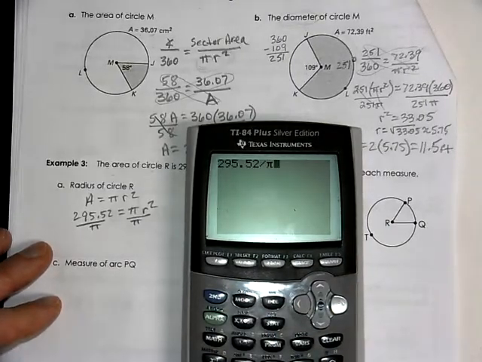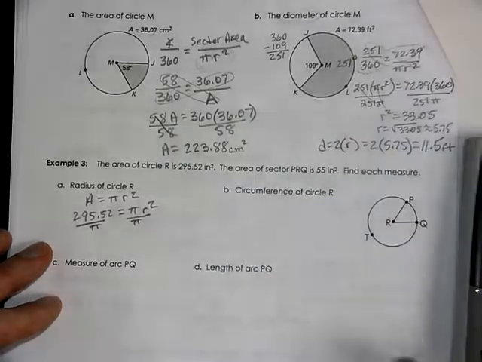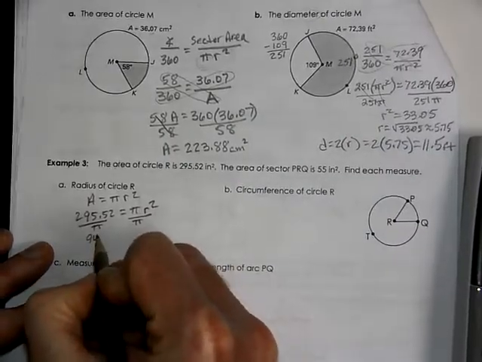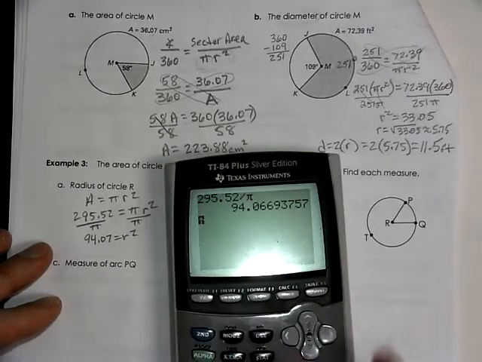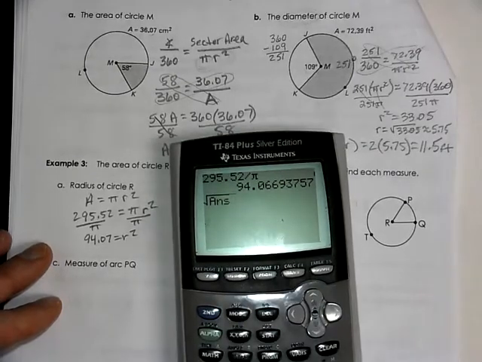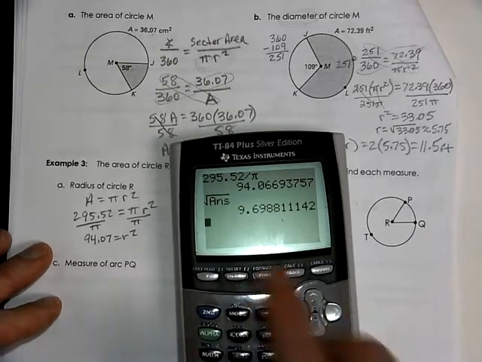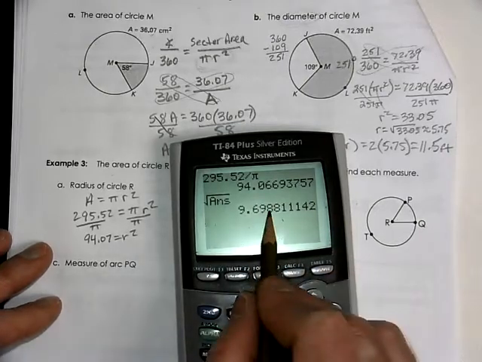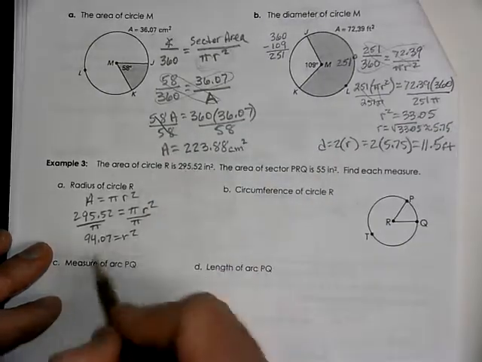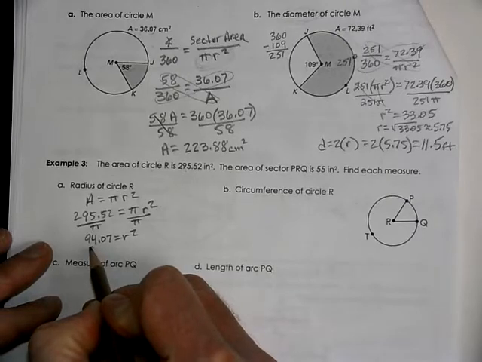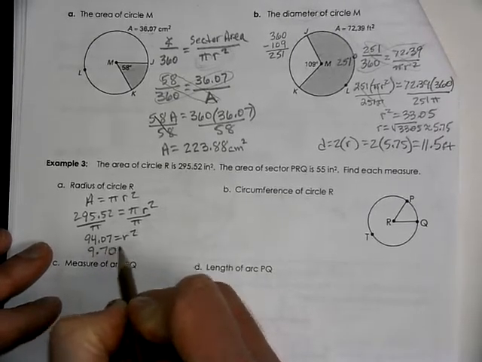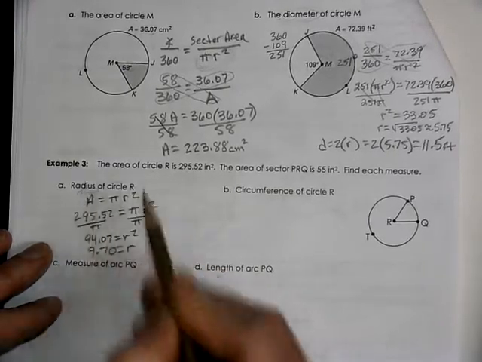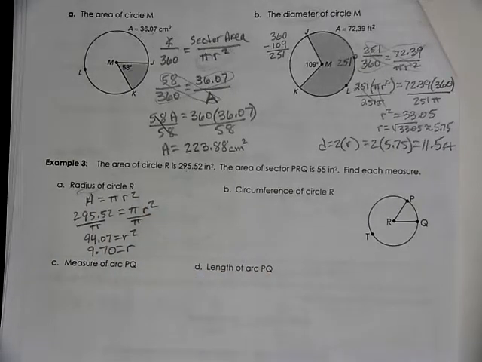And I type that into our calculator, and I get 94.07. And I have to take the square root of that number. So I want to take the square root of the answer. And that gives me 9 point, when I round up, that'll become a 7. So that gives me 9.70 as my radius. I found the radius of the circle.